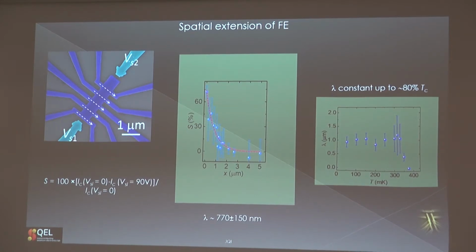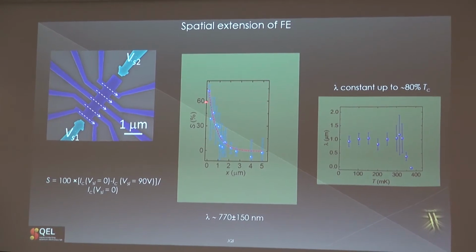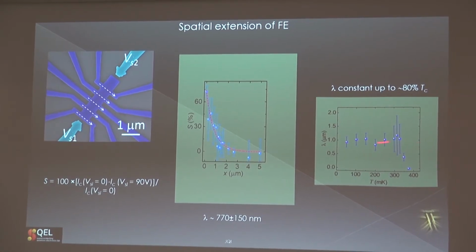So. Okay, then if we measure this extinction length as a function of different bath temperatures, performing the same experiment at different bath temperatures up to below, let's say, the critical temperature, we see that lambda, this extinction coefficient, is constant up to 80% of the critical temperature, and it starts to drop down.